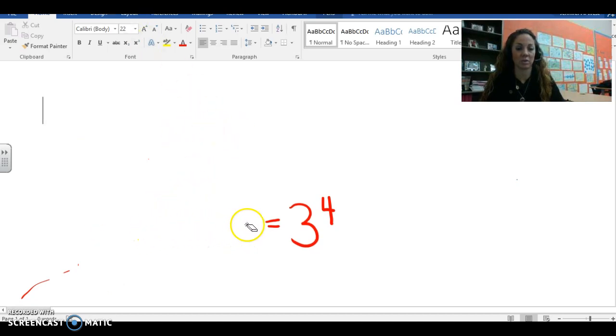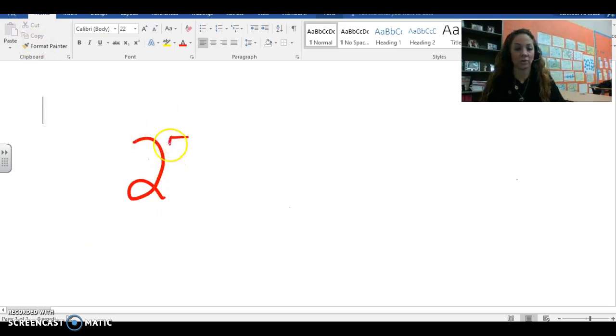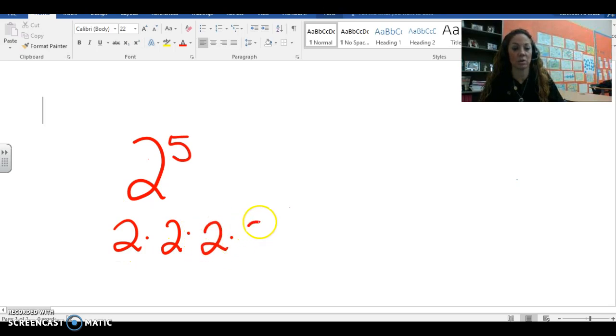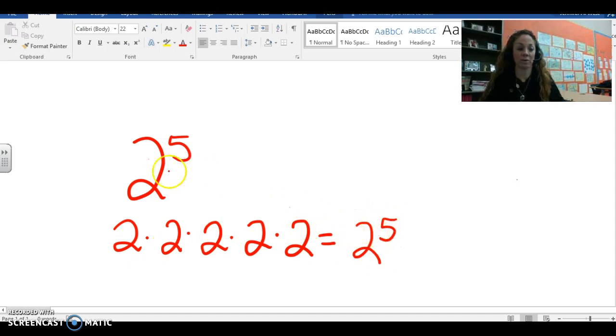This time we'll just use a 2. Let's say we have 2 to the 5th power. So all we have to do, since 2 is the base, is multiply 2 times itself 5 times. So we'd have 2 times 2 times 2 times 2 times 2. And it's not a bad idea to go back and count and make sure you're multiplying the base times itself as many times as you're supposed to. So we have 1, 2, 3, 4, 5. So that equals 2 to the 5th power.